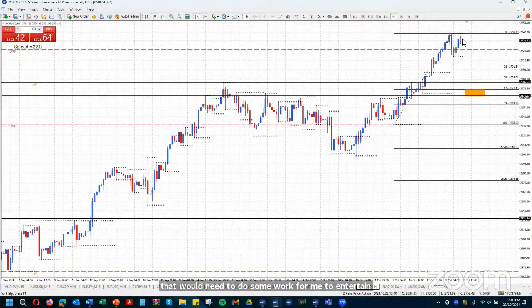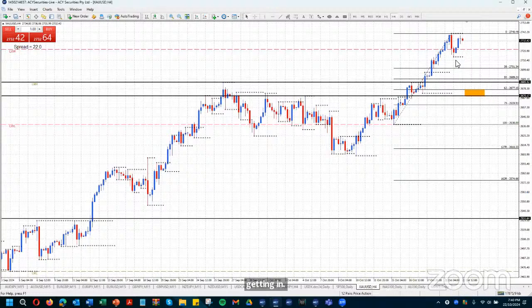And this 4-hour trend would probably have to turn down to move down, but I wouldn't be that enticed by going short because quite clearly the dominant trend is up.